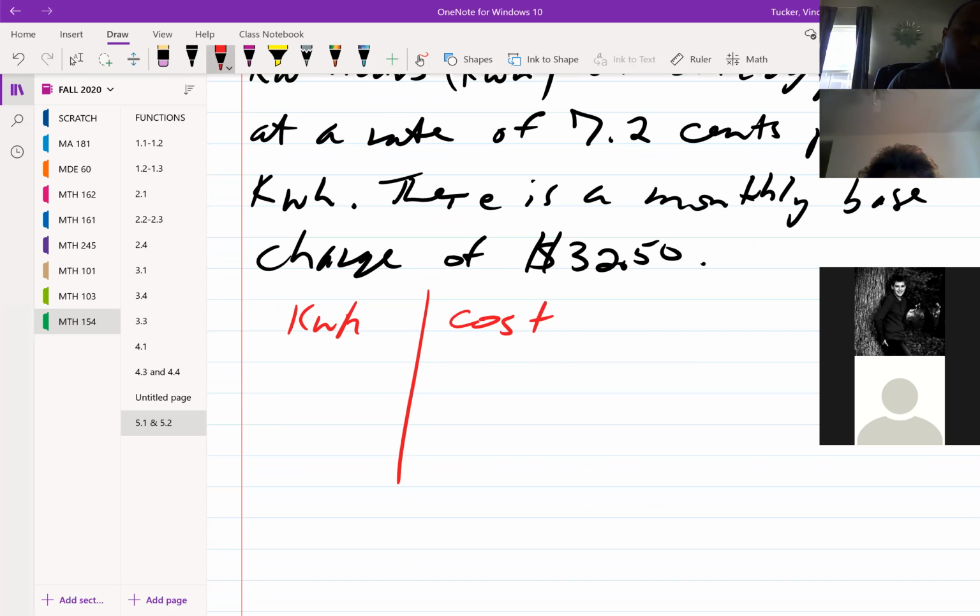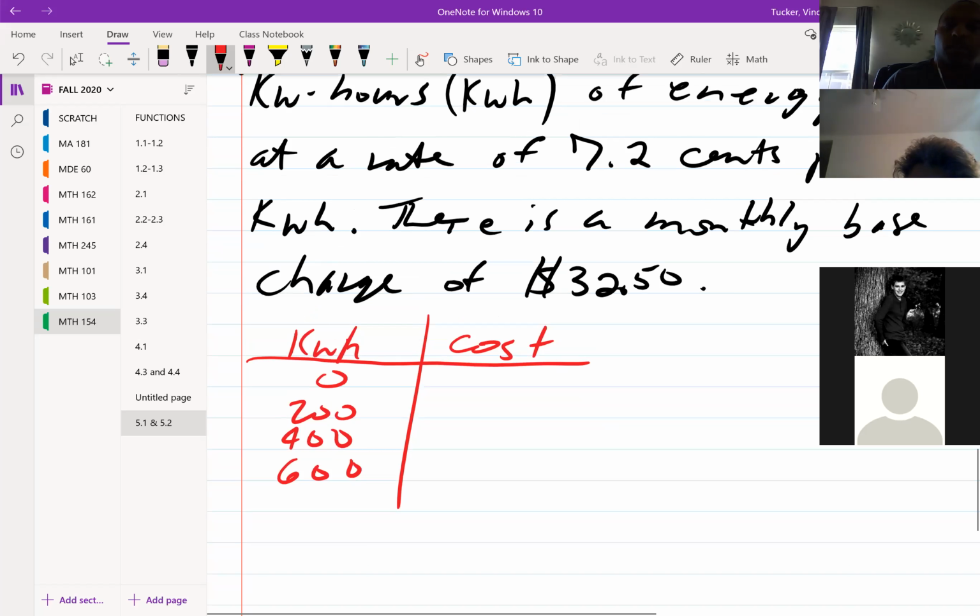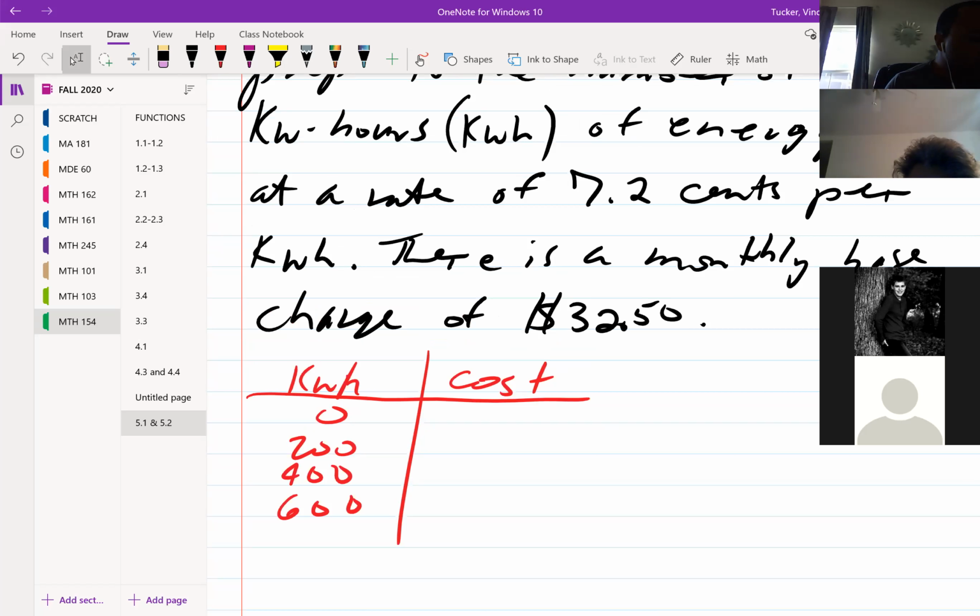We've got 0, 200, 400, and 600. All right, so what we can do is let x be energy, or in other words, kilowatt hours, and y would be our cost.